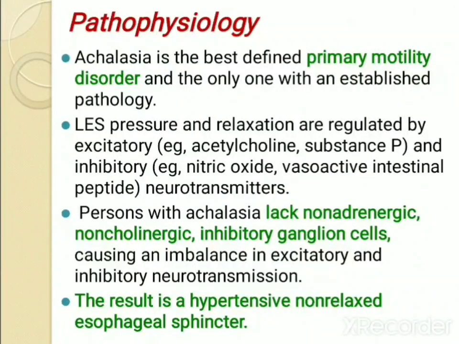Pathophysiology. Achalasia is best defined as a primary motility disorder and the only one with an established pathology. Lower esophageal sphincter pressure and relaxation are regulated by excitatory neurotransmitters, for example acetylcholine and substance P, and inhibitory neurotransmitters, for example nitric oxide and vasoactive intestinal peptide. Persons with achalasia lack non-adrenergic, non-cholinergic, inhibitory ganglion cells, causing an imbalance in excitatory and inhibitory neurotransmission. The result is a hypertensive, non-relaxed esophageal sphincter.